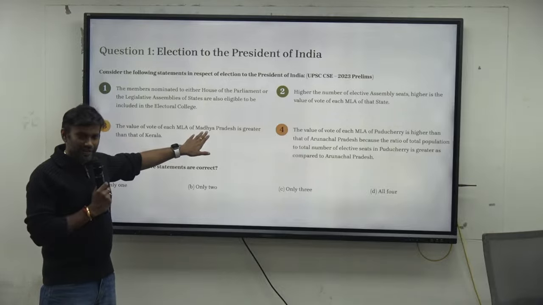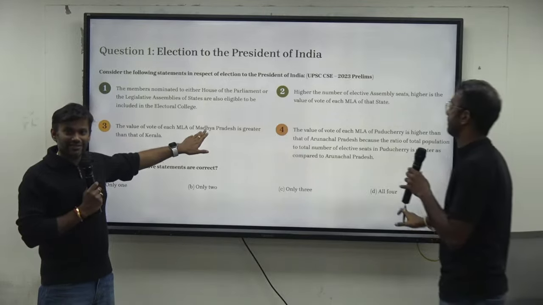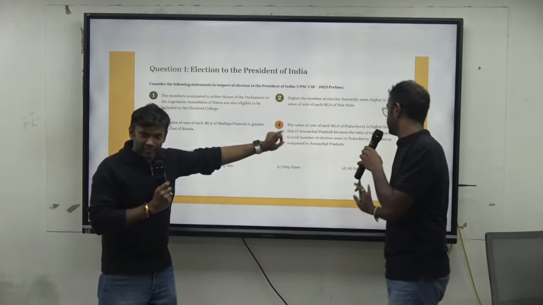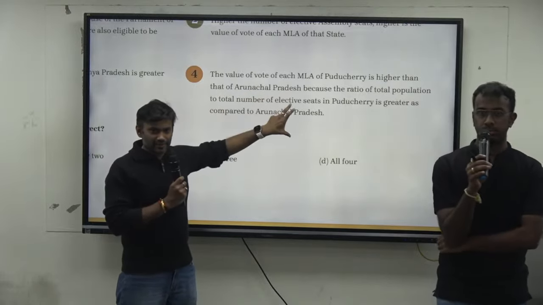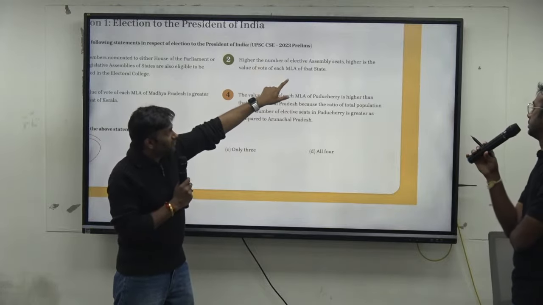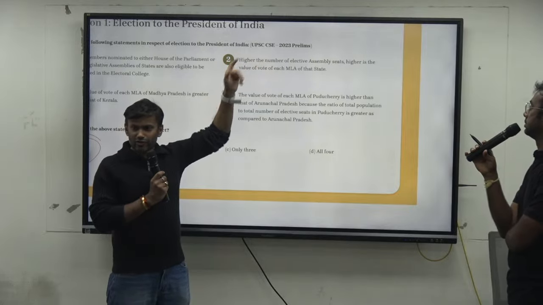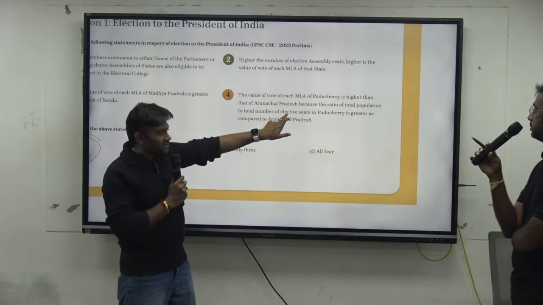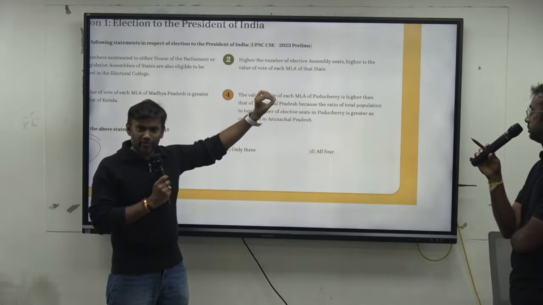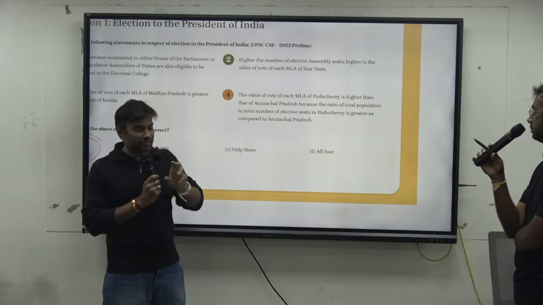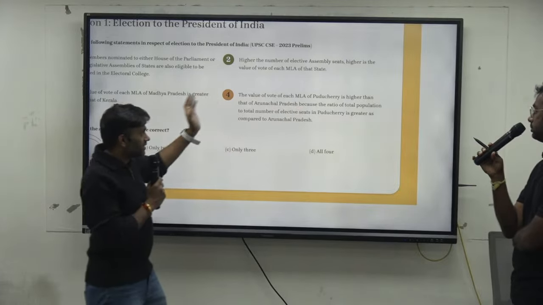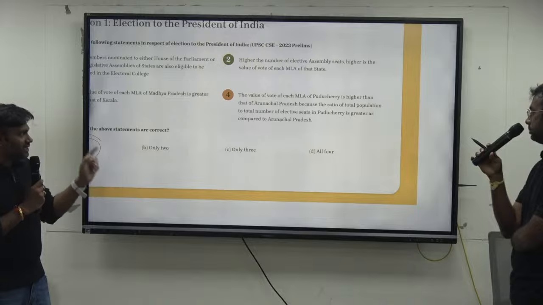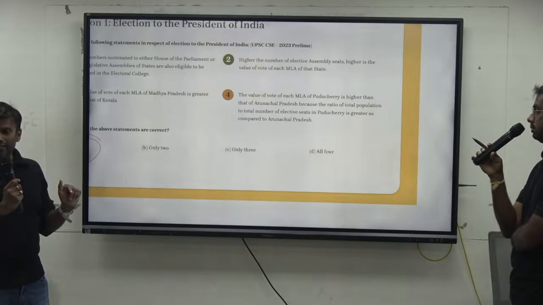Now, what usually candidates will do is that Madhya Pradesh has more number of MLAs. So, if you read the fourth statement, actually the fourth statement negates the second statement. Means in the second statement, what is he telling? The higher the number of legislators, the higher is the value. So you told that statement is incorrect. Why did you tell it is incorrect? Because we have to take the ratio. If you exactly read the fourth statement, the same point what we are saying, that you have to take the ratio. So the statement is telling that value of each MLA of Puducherry is higher than Arunachal Pradesh because the total population to the total number of elected seats in Puducherry is greater compared to Arunachal Pradesh.